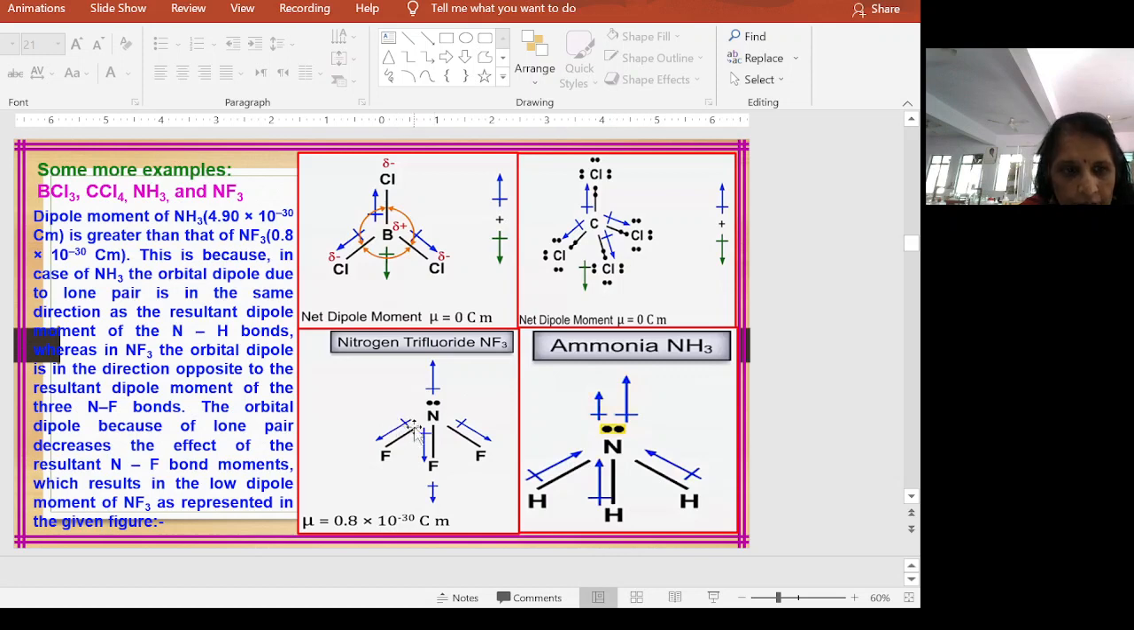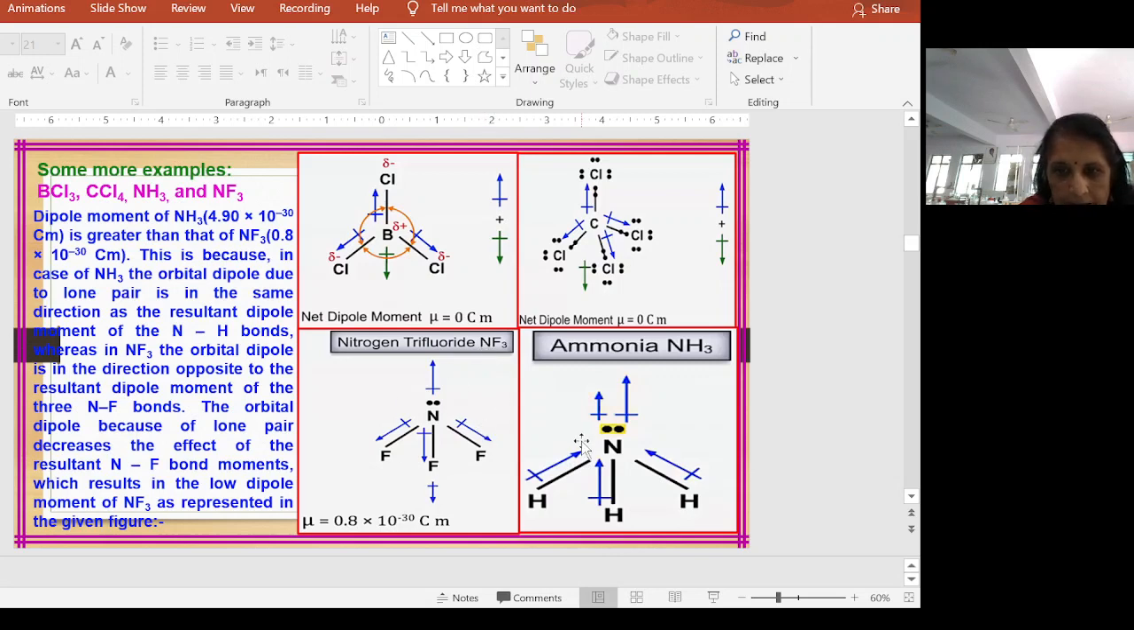In case of the NF3 molecule, you can see there are three fluorine atoms, but the dipole of the three fluorine atoms is opposite to that created by the nitrogen, and therefore there will be cancellation of the dipole. So the net dipole will not be very high. It is simply 0.8 into 10 to the power minus 30 coulomb meter. If I ask you to compare NF3 with NH3, you might probably think that fluorine is more electronegative, hence the dipole of NF3 should be greater than NH3.